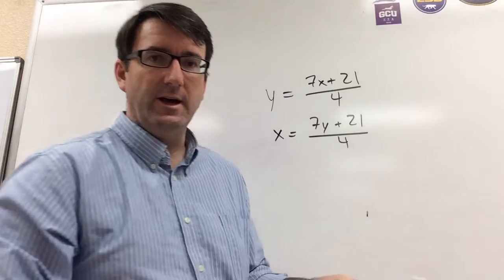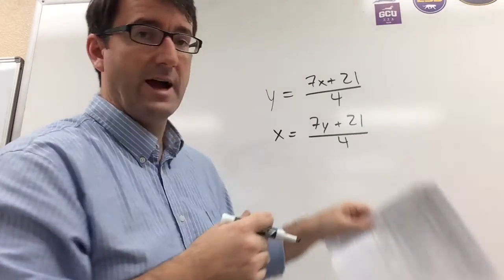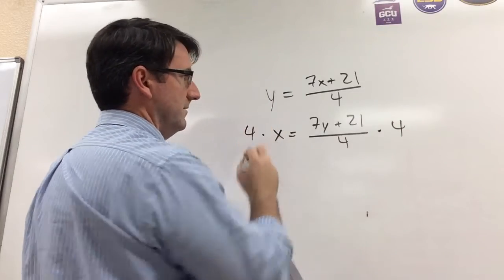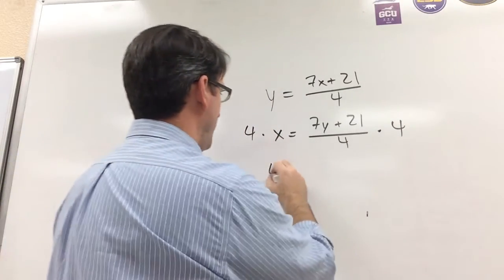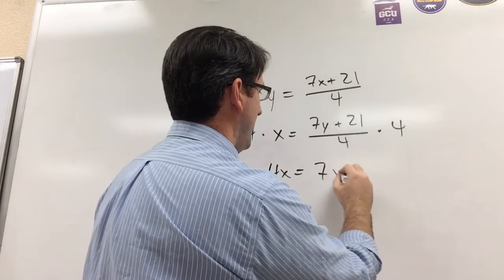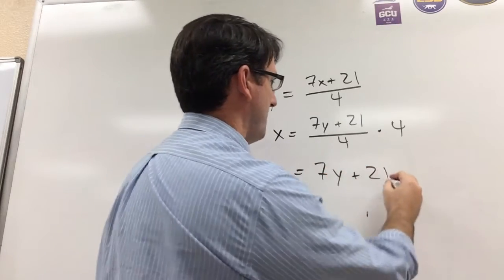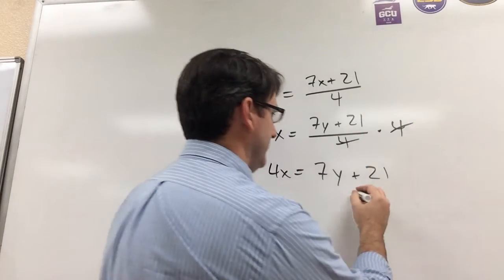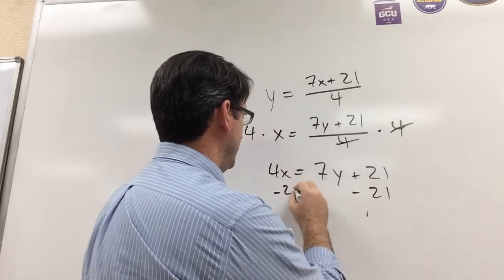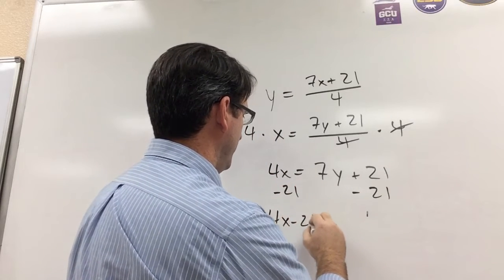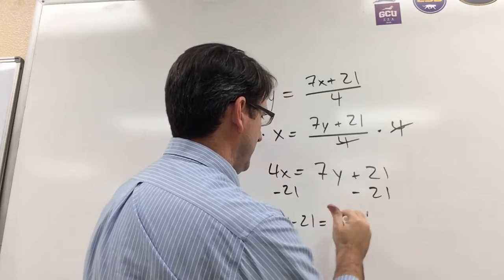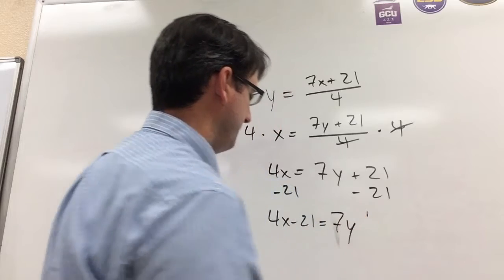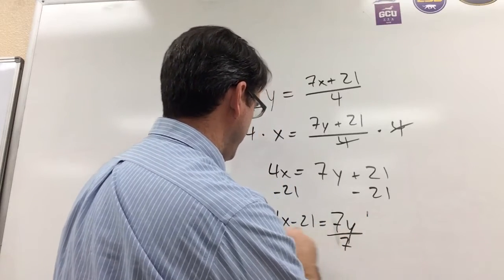Well, to get rid of a denominator, or to get rid of a fraction, always multiply by the denominator. Let's multiply by 4 on both sides. So we get 4x equals 7y plus 21, because these 4's will cancel here. And then now we can subtract 21 from both sides. We get 4x minus 21 equals 7y. And then divide both sides by 7.